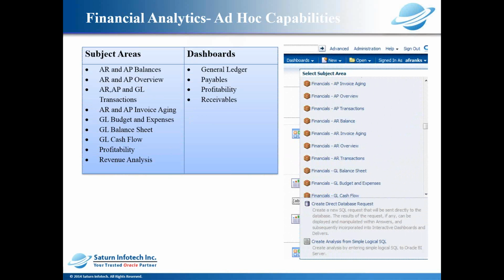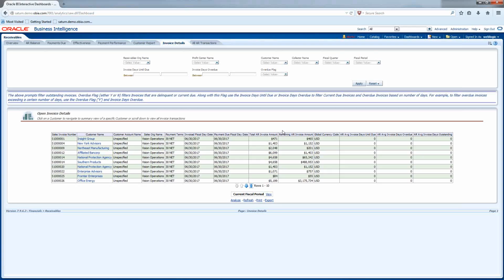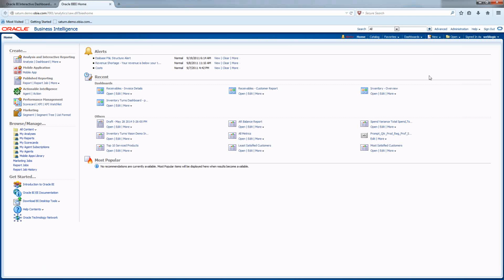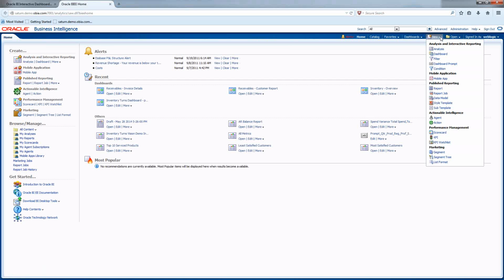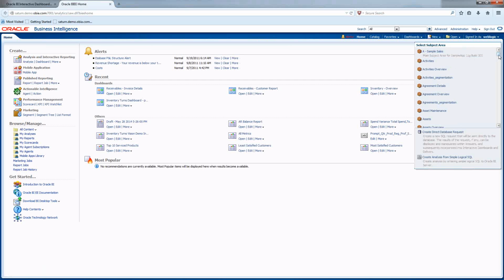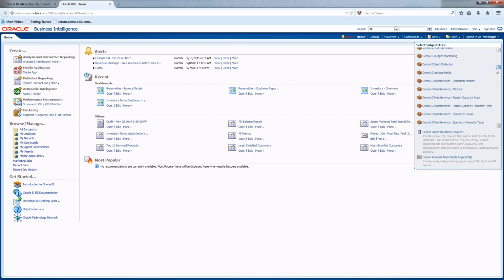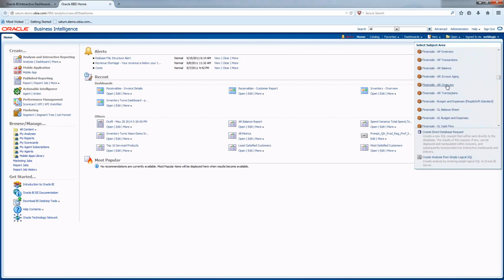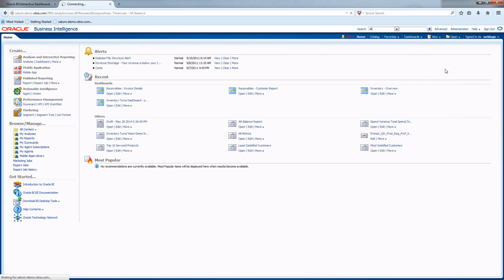Let's see how easily we can create a brand new report in a couple of minutes in OBIA. Let's say I want to create a financials AR report, an AR balance report. So I'll click on new analysis and I see all the subject areas available to me based on the role assigned to my user. I'm interested in the financials AR balance report, so I'll select this subject area.